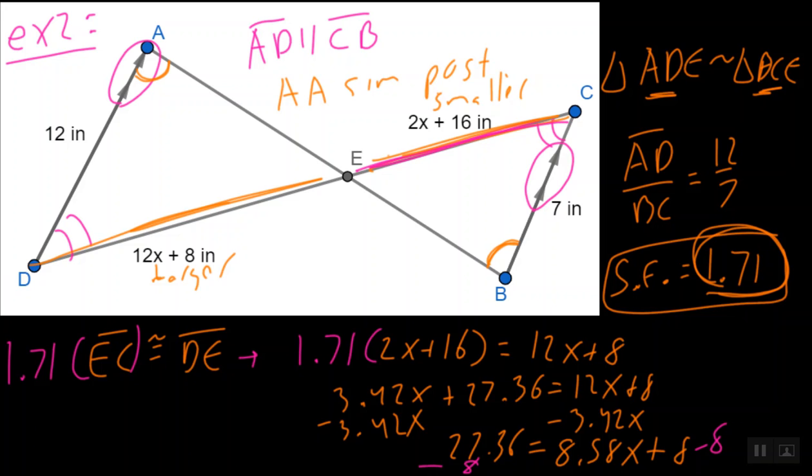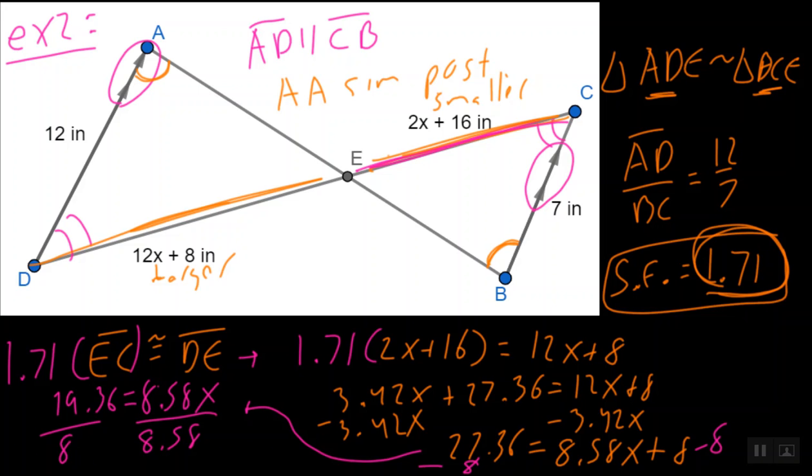And what is 27.36 minus 8? Well, of course, this will give us, bring it on up here, this will give us 19.36 is equal to 8.58x. From here, guys, y'all know this. To get x by itself, we'll just divide both sides by 8.58. And going back to our calculator, 19.36 divided by 8.58 will give us x equals 2.26.